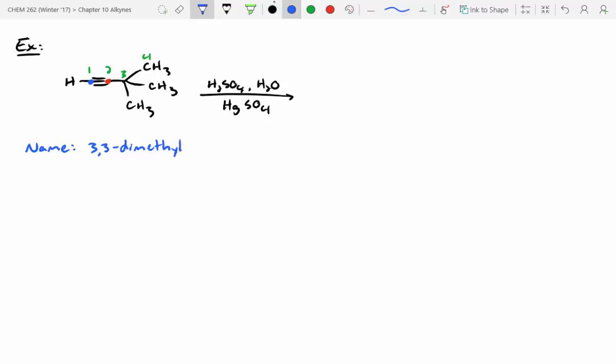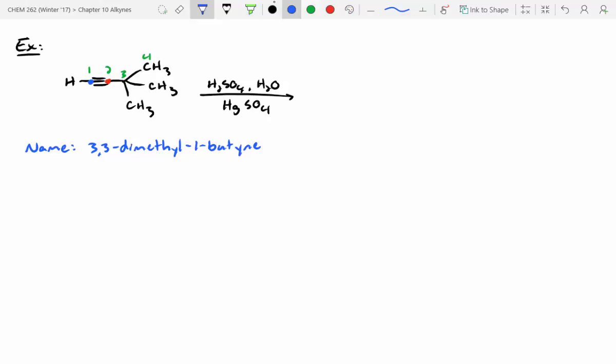And what goes next? 1-butyne. Yeah, 1-butyne. Oftentimes with these, you don't even have to include the 1 because it's implied that its only option is to be in that 1 position, so you can even omit the 1 and just say 3,3-dimethylbutyne.